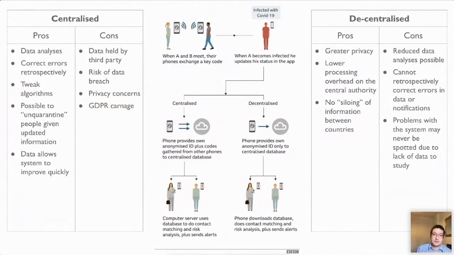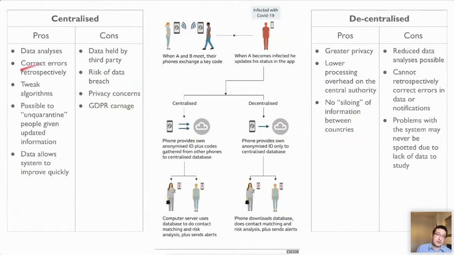And there are pros and cons of both of these approaches. So a decentralized approach is inherently higher in privacy because there is no central computer doing any processing or storing any data. But that means you can't easily do any data analysis. And data analysis is very useful. There's a whole host of things that you can do.